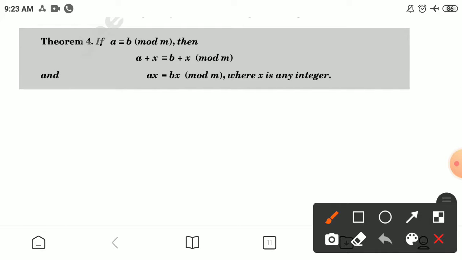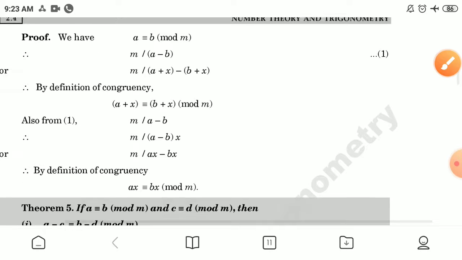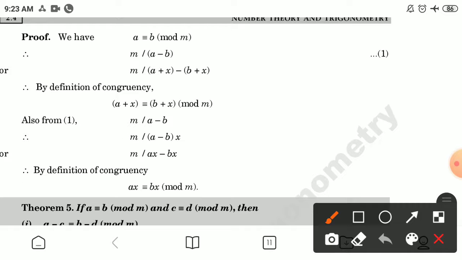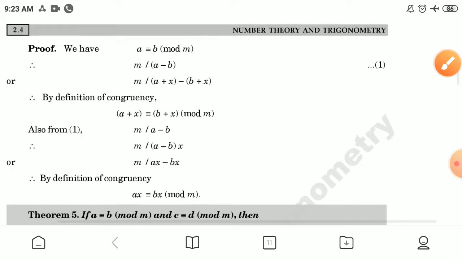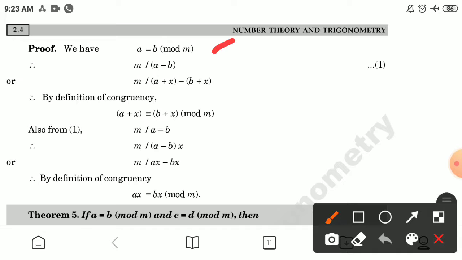Now, theorem four: if A is congruent to B mod M, then A plus X is congruent to B plus X mod M, and AX is congruent to BX mod M, where X is any integer. Now, for the proof, A is congruent to B mod M, therefore M divides A minus B, or we can say M divides (A plus X) minus (B plus X). Therefore, by definition of congruency, A plus X is congruent to B plus X mod M.